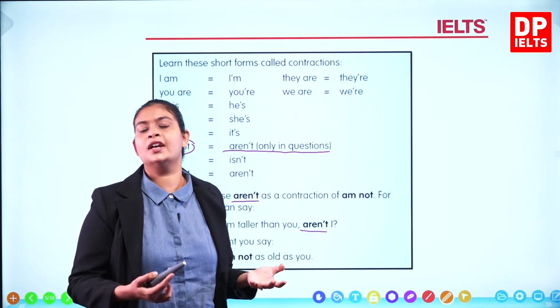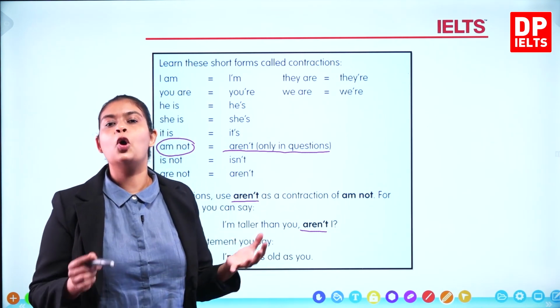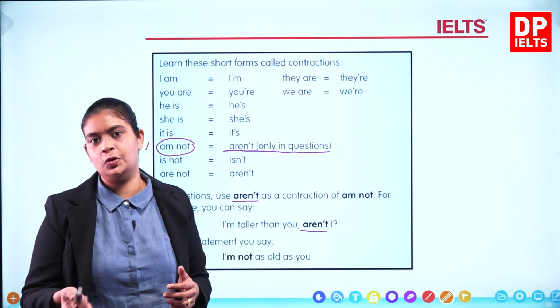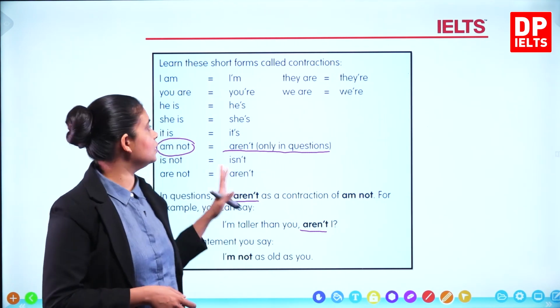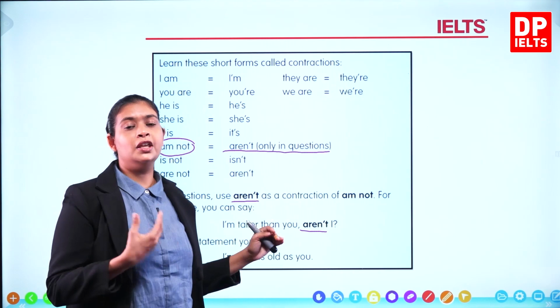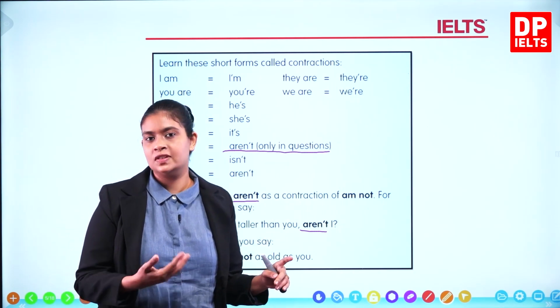We say contractions are usually used in informal situations. Right? So contractions are used for informal writing but a lot in speaking.